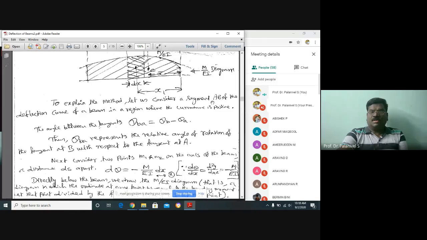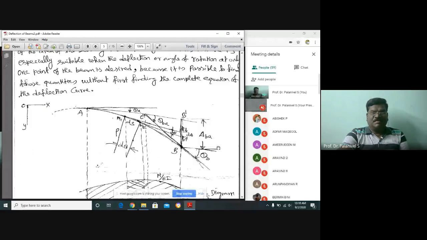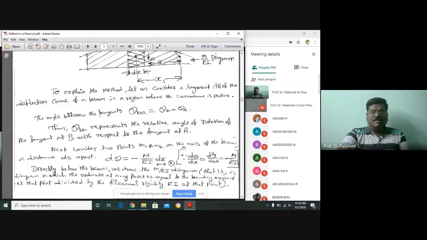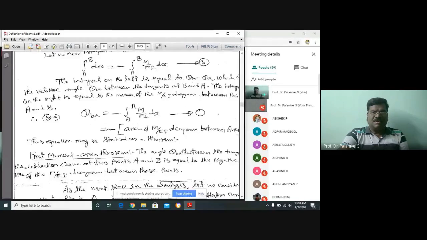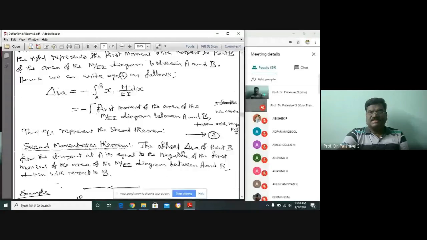Oh, camera is not working. It's working, okay. Because it's a derivation with a diagram, I may have confused you. It's okay. I will send you the notes. Go through them. Only up to the first moment area theorem I told you. The remaining part you will see in the next class. Next class I will explain.